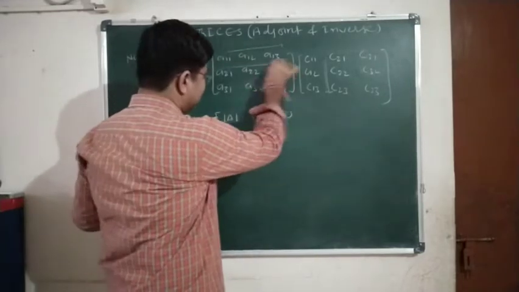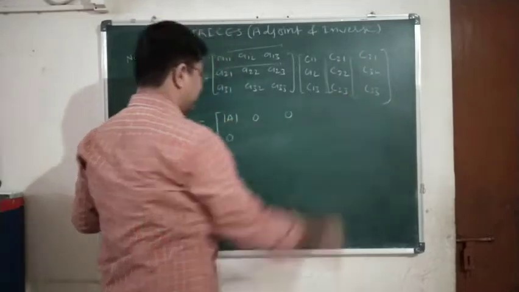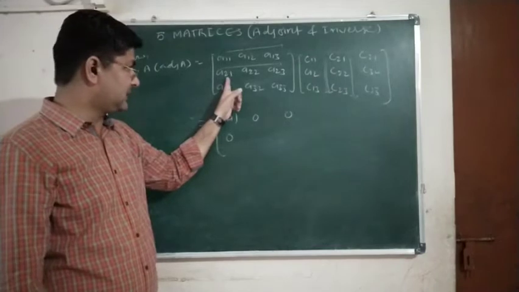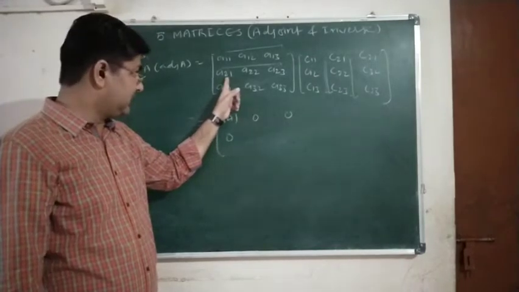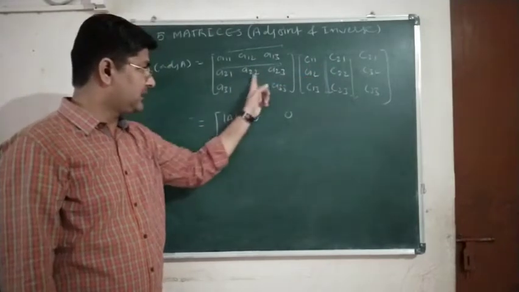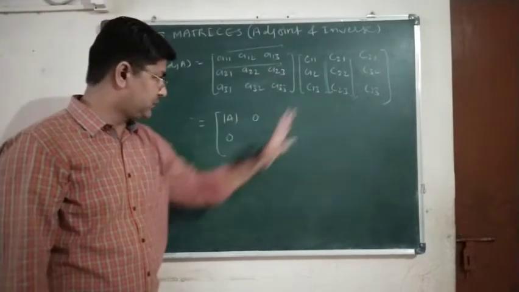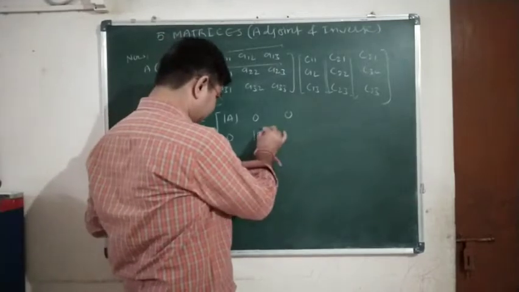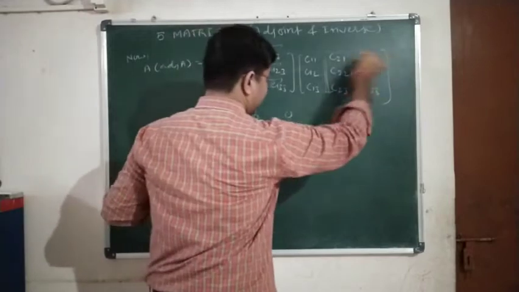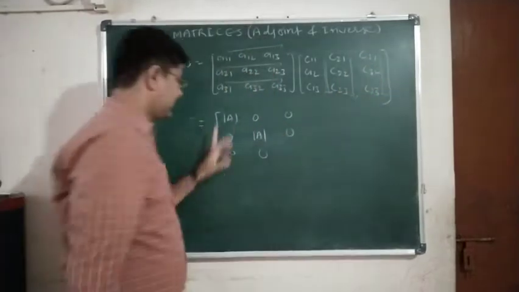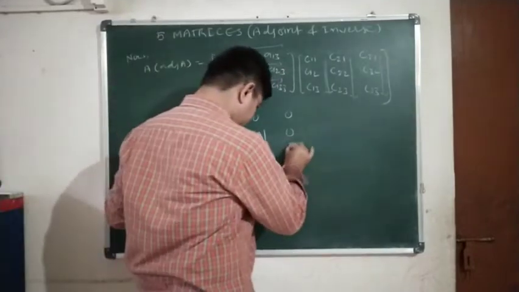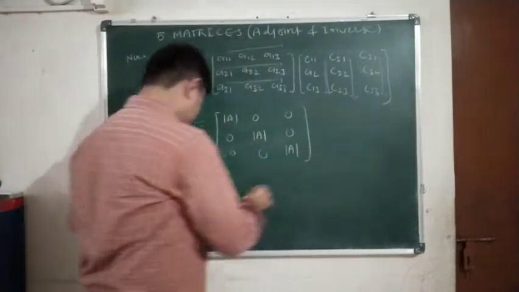Similarly when you multiply the second row with the second column, you notice that the product represents the elements with their corresponding cofactors: A21 C21 plus A22 C22 plus A23 C23. So again here we will get the determinant. Similarly when the third row is multiplied with the third column, we again have the corresponding elements and their cofactors, so again you will get the determinant of A.